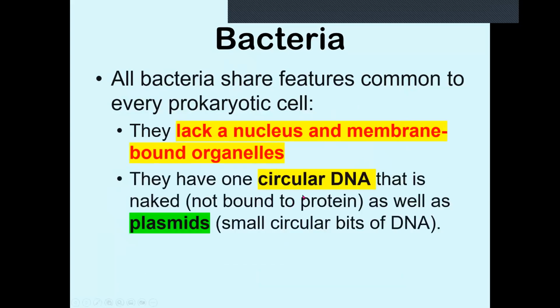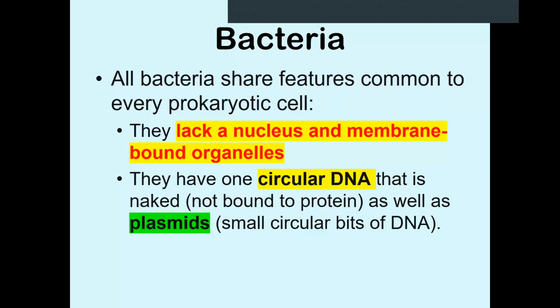They have one circular DNA, and it's naked, it's not bound by proteins like our DNA. So it's circular, having no structure, whereas ours does. And they have some plasmids, which are little bits of DNA, and this is how they communicate with each other and pass on information to each other.